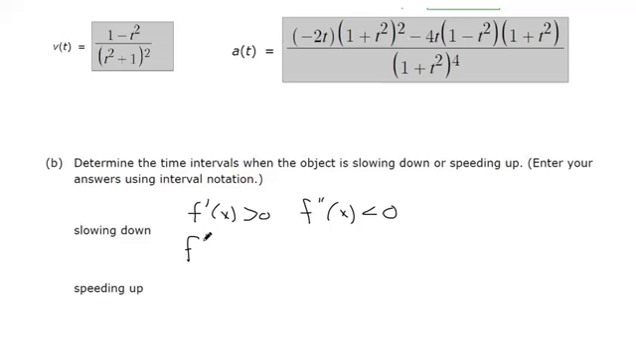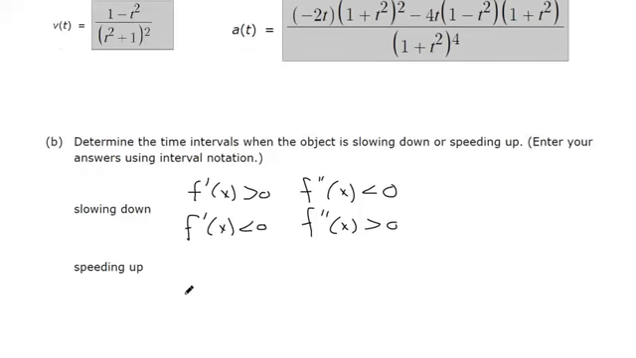Or the opposite's true. If you're going backwards, which is what this means, and your acceleration is positive, it means you're slowing down, you're getting closer and closer to a positive velocity because your slopes are getting bigger. If you're speeding up, it's just the opposite. Instead of the first and second derivatives disagreeing, speeding up means the first and second derivatives agree.